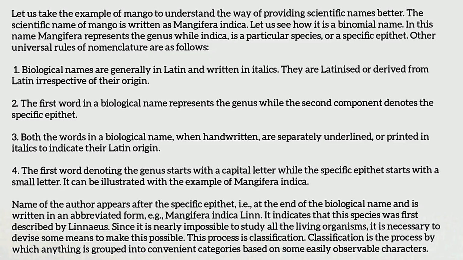Name of the author appears after the specific epithet, i.e., at the end of the biological name, and is written in an abbreviated form, e.g., Mangifera indica Linn. It indicates that this species was first described by Linnaeus. Since it is nearly impossible to study all the living organisms, it is necessary to devise some means to make this possible. This process is classification. Classification is the process by which anything is grouped into convenient categories based on some easily observable characters.